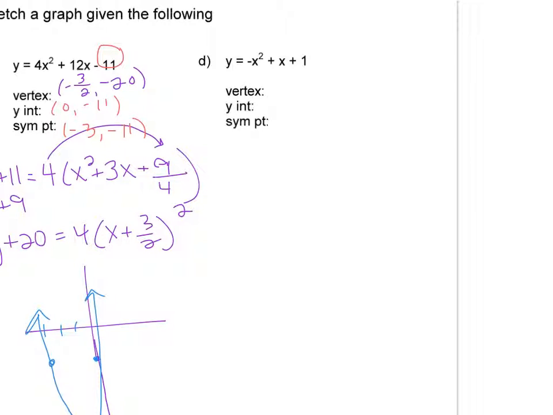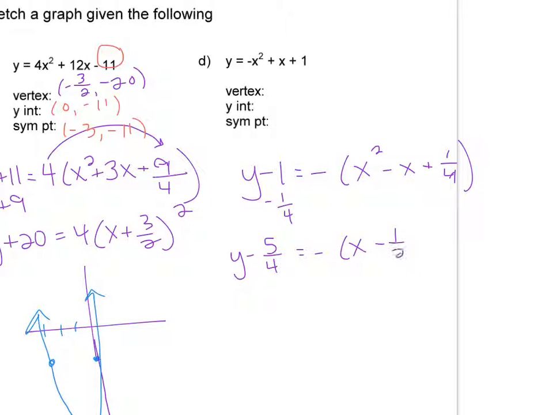All right, last one, D. So what I'm going to do, subtract 1 from both sides, y minus 1, negative. I'm going to factor out the GCF. It's just that now that GCF is a negative 1. So this would be negative a half squared, so plus 1/4. So that would be minus 1/4. Right, 1 over 2 is 1/2 squared. Yep, okay, just making sure. Y minus 5/4 equals negative x minus 1/2 squared.